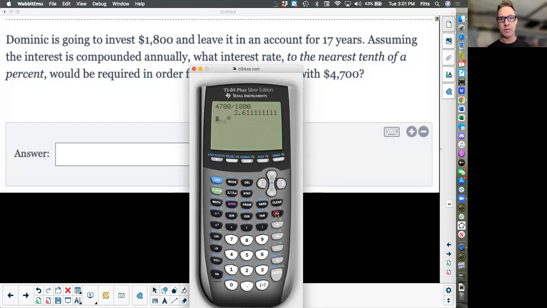So I'm just going to hit this, and I'm going to put that to the power of 1 divided by 17. What does that give me? 1.058. Oh, right. I have to subtract 1, right? So remember, I have to subtract the 1. So if I subtract 1, and I multiply that by 100, that gives me an interest rate. So it's 5.80815 whatever percent, and I need that to the nearest tenth. So the nearest tenth is 5.8, right? Because that's a 0. All right, so it's 5.8. Excellent.